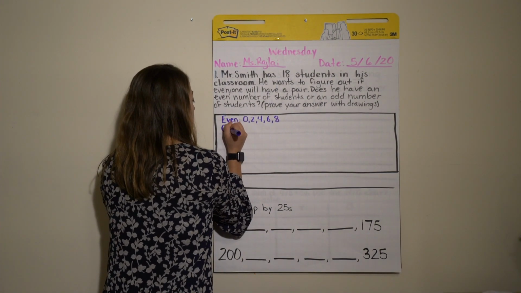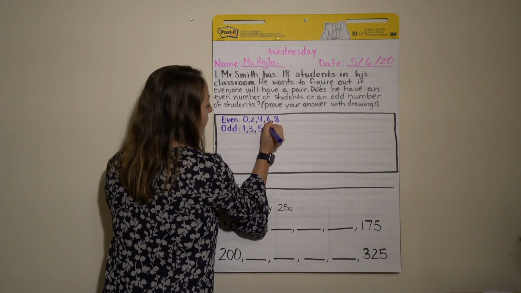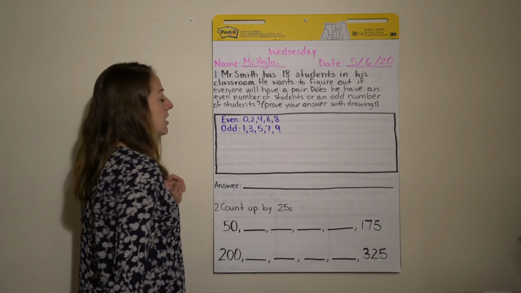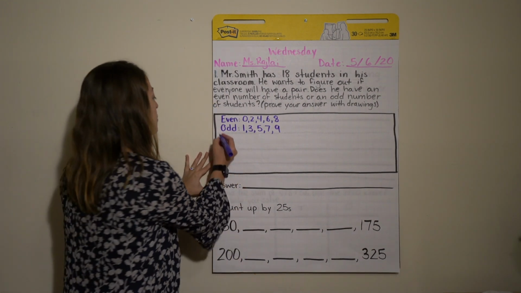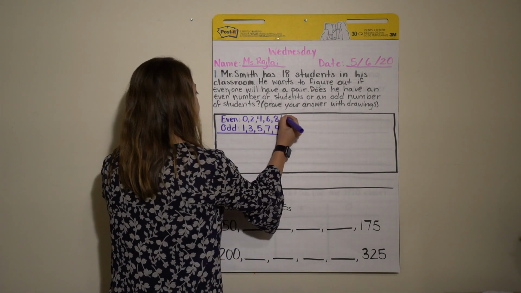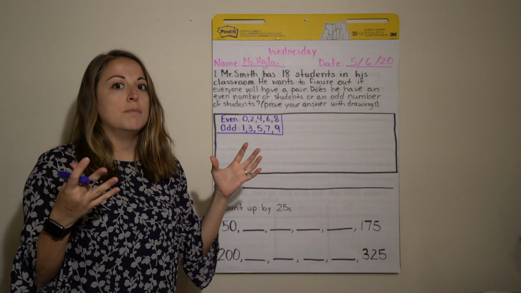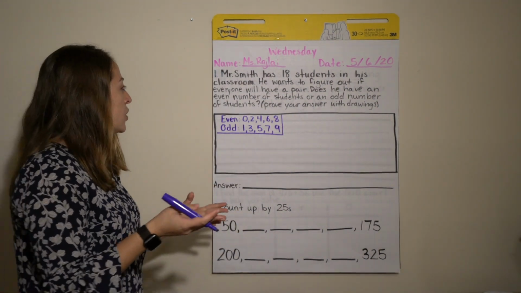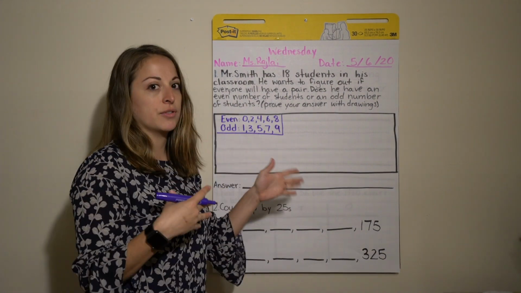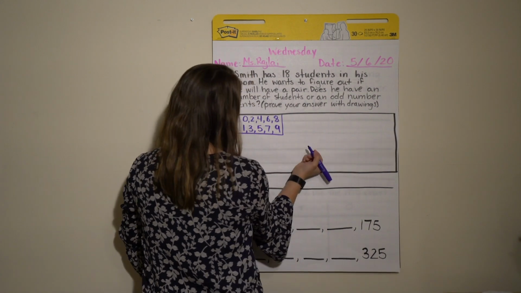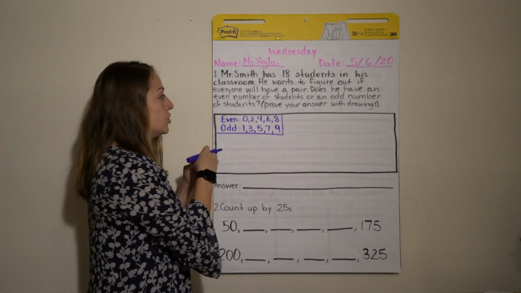An odd number would have 1, 3, 5, 7, or 9 in the ones place. Okay? So keep this written down in your box so you can see if your number is even or odd. Another way to see if this number is even or odd is to make pairs. I'm going to walk you through this because this is a refresher from a couple months ago. So let's count up to 18 and let's make sure that we're giving each student pairs.